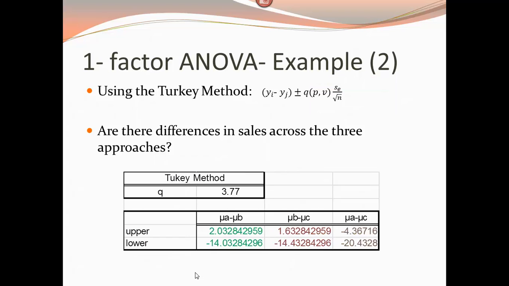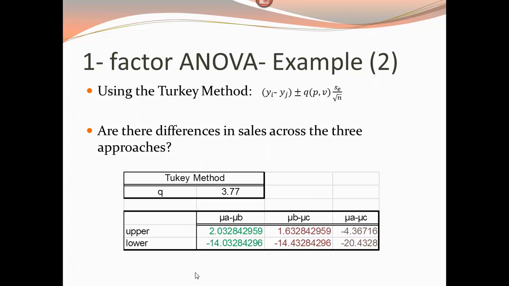The Tukey method follows the same basic approach. The information for the Q statistic can be found in table, I believe it is B11, the studentized range distribution. You can find it in your book. And we'll go over that a little bit more in class, how to find that value, but you're going to have a Q value that you're going to use constantly. And you're going to follow the same basic methodology.